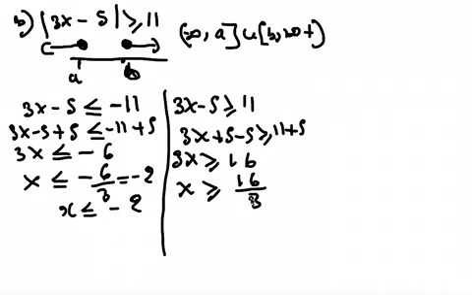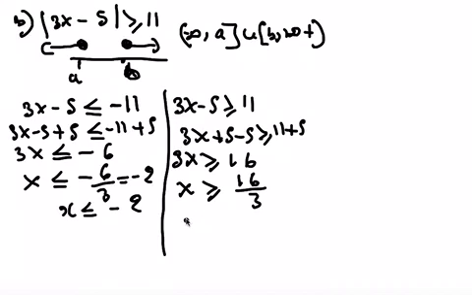This is the solution. How can we write the solution? You can write the solution in two ways: in interval form, or on a number line, depending on the question. If they ask you to write the solution in interval form, just write like this. On a number line, just write like this.